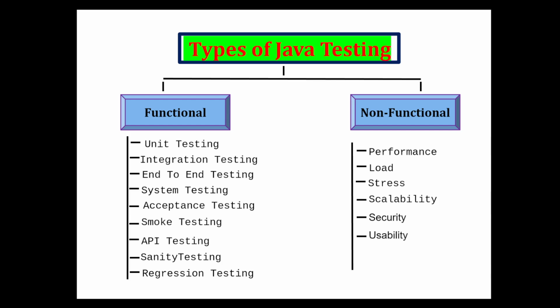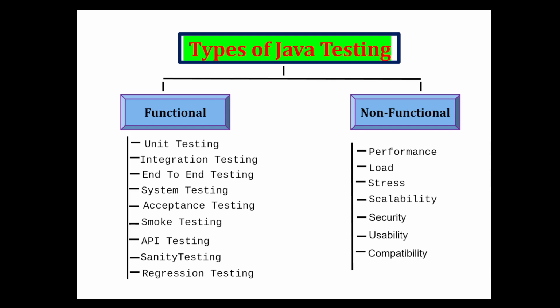Next is the usability testing, wherein we can assess a user interface and check the user experience. And finally, we can test for compatibility testing, wherein we can ensure that software works across different environments, devices and browsers. So these are the main testing types that come under the functional and non-functional categories.